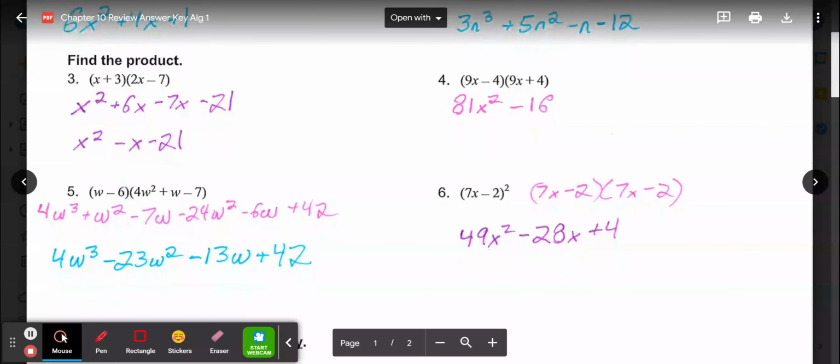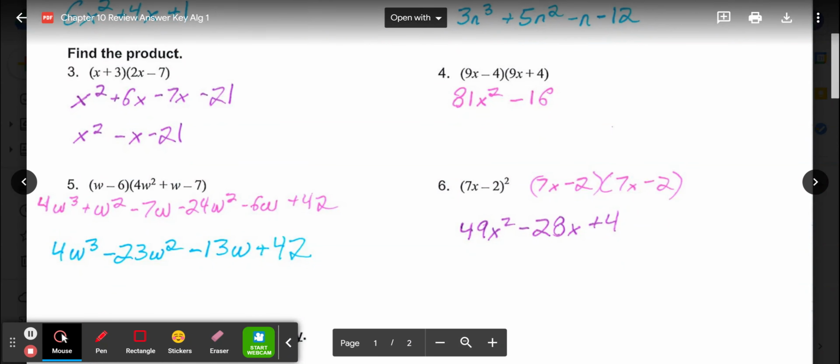Now moving down to 3 and 4, this whole section is asking us to find the product. So if it's a binomial times a binomial, we can simply FOIL it. So first, outer, inner, last.